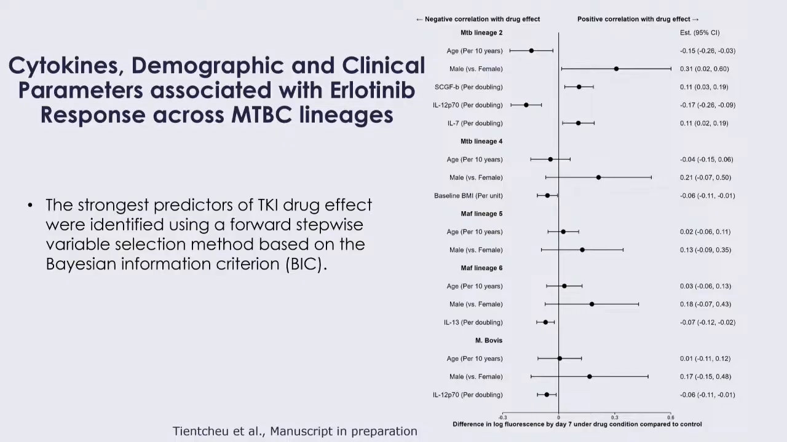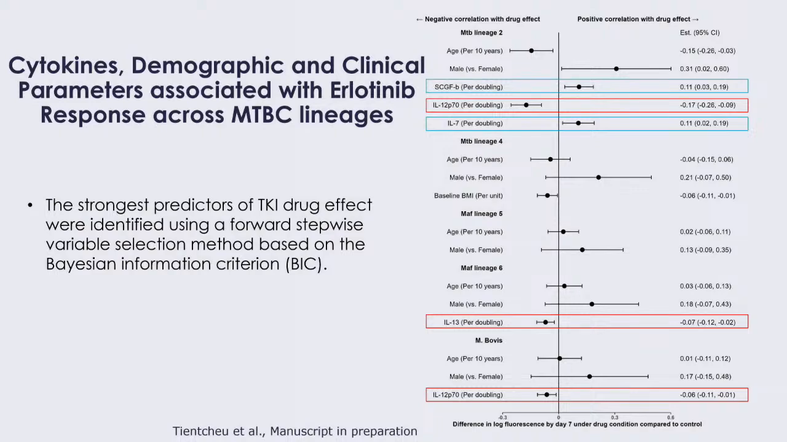stepwise variable selection, using a Bayesian information criterion, and so then we find a group of cytokines such as IL-12 again, across different lineages, under lineage 2 and even lineage 6, that were associated with a negative effect of the drug.